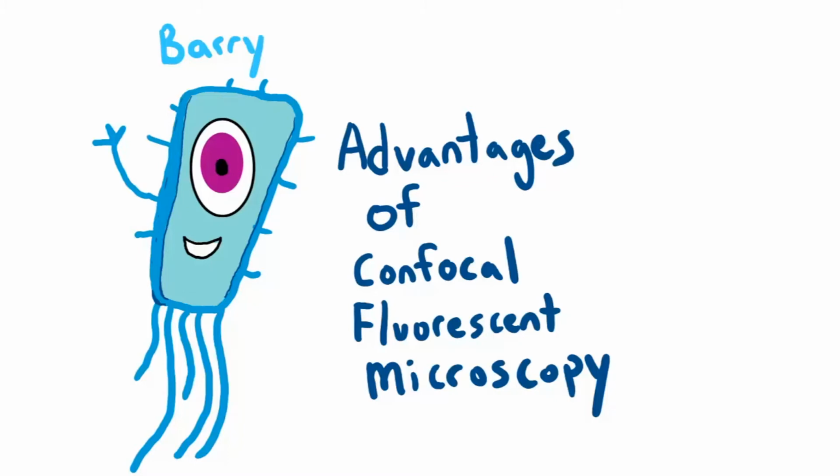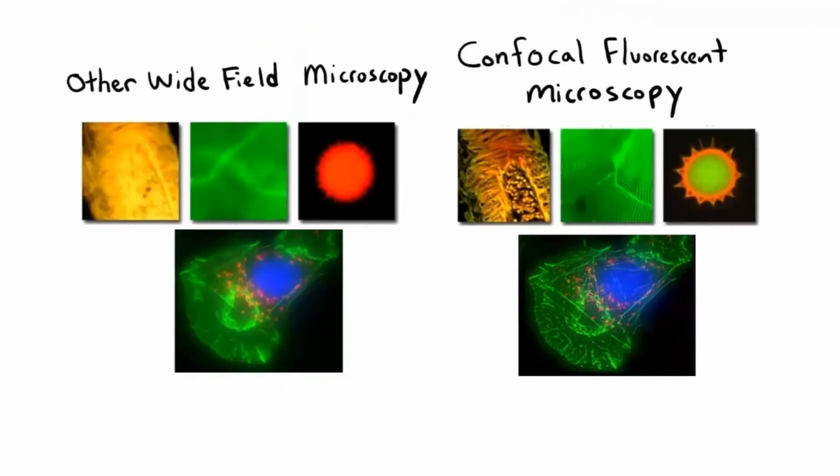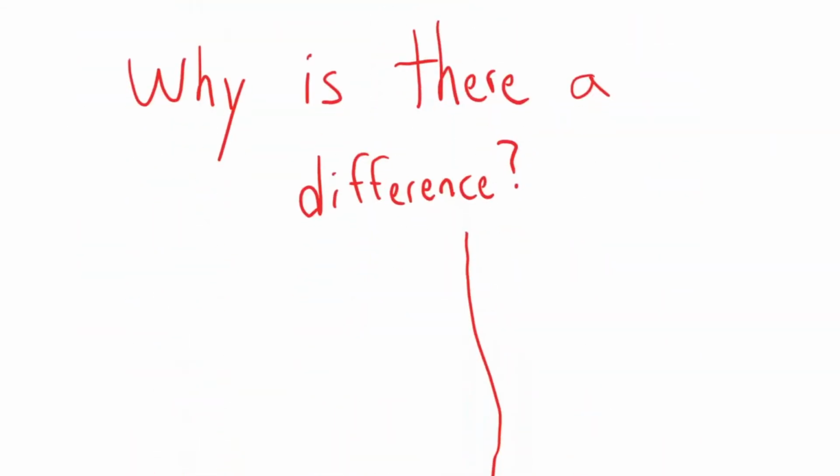Hey everyone, I'm Barry the Bacterial Cell, and I'm here to talk to you about the advantages of confocal fluorescence microscopy over other types of microscopy. When compared to confocal fluorescence microscopy, other wide-field microscopes exhibit a problem when trying to obtain a clear resolution image. Secondary fluorescence emitted from thick specimens obscures resolution. The solution to this problem is the use of confocal fluorescence microscopy.